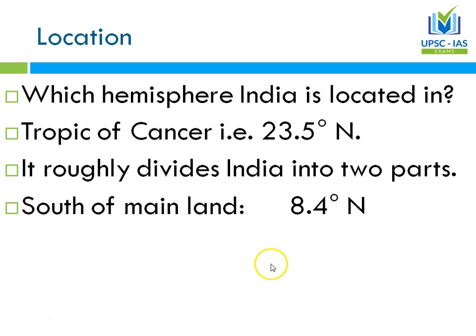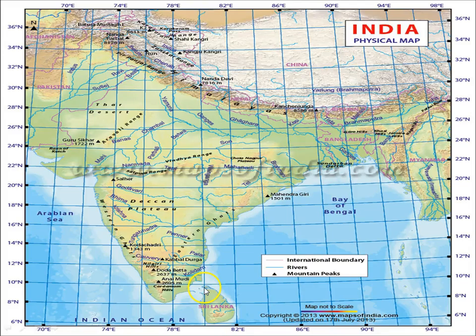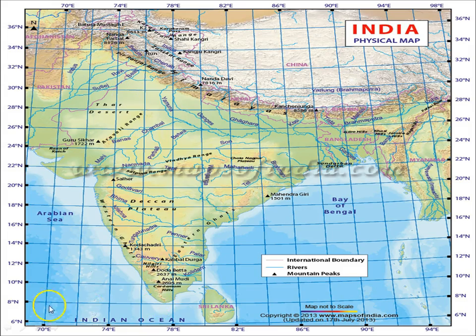I'm going to show you in a minute. Let's quickly go through the digits. North of our mainland is 37.6, west of mainland is 68.7, and east is 97.25. Now let's quickly check in this map, right? Here we go. This is our map here. So the southern bit of our mainland, we are not calculating islands here, we are talking about mainland, that is this part. So the most southern side is 8.4, roughly speaking 8 degree, quite close to equator.